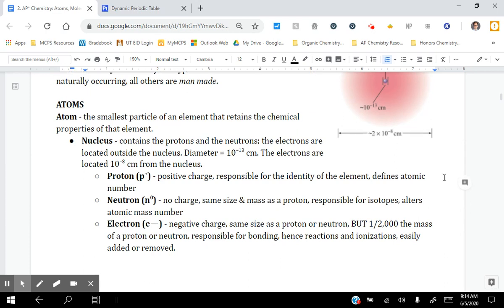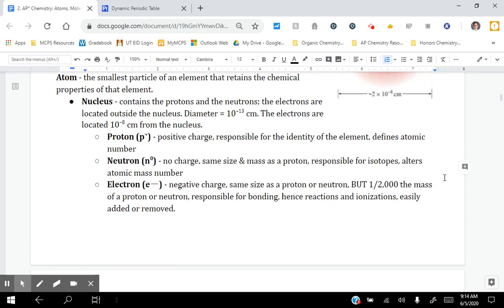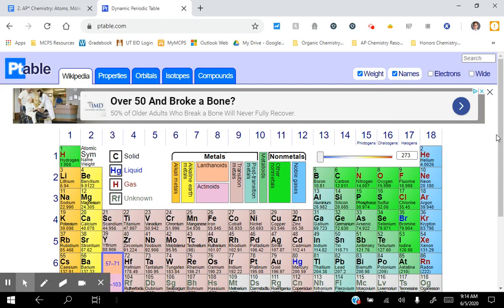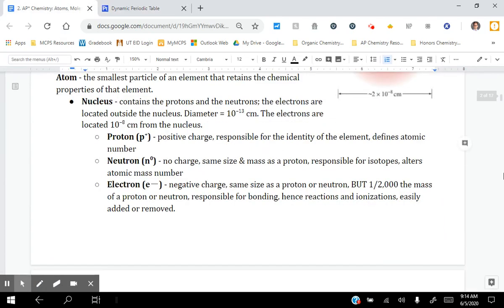Okay, so the proton we know has positive charge. It's responsible for the identity of the element, and that is our atomic number. So if I'm looking at the periodic table here, the atomic number is up top, and that is unique to each element. Each element has a unique number of protons and therefore atomic number. If you change the protons, you've changed the element. For neutrons, neutrons have no charge. They're about the same size and mass as a proton, and they're responsible for giving us isotopes because it alters our mass number.